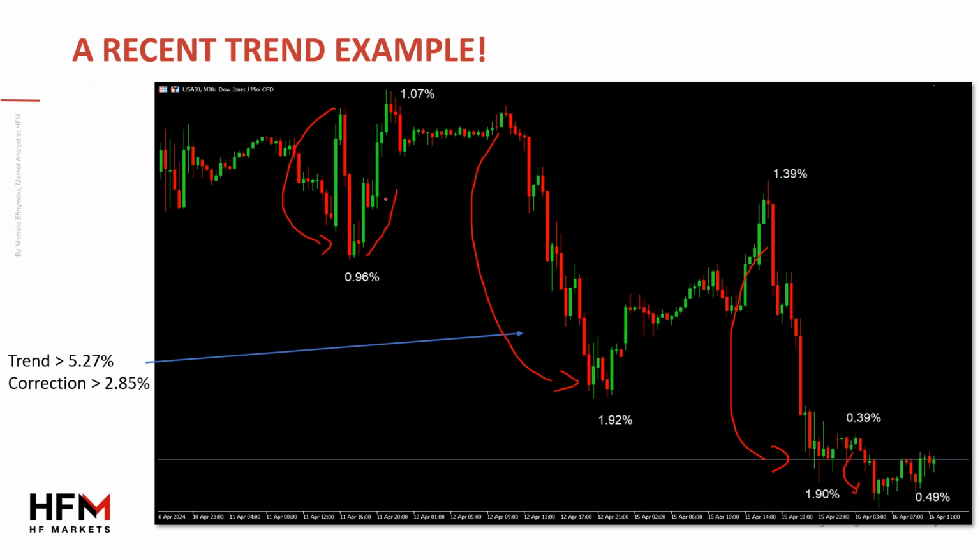And I'm also measuring price movements against the trend. Now, if I add all this up, the price and volatility in favor of the trend is just over 5%, 5.27%. And against the trend, so the correcting, is 2.85%. So in favor of the trend, more than 5%. Against the trend, less than 3%. So you can see there's a very big difference there.